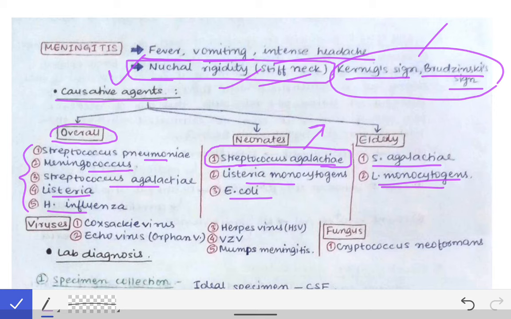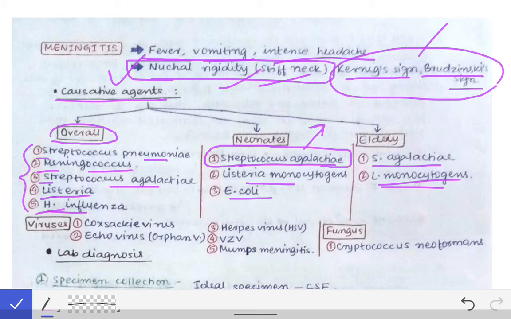Now, if we talk about overall, we have five bacteria which are most commonly causing meningitis. You can remember them as SMS Lee hai, or you can say it as SMS Key hai. So S for Streptococcus pneumoniae, M for Meningococcus, S for Streptococcus agalactiae, Key is similar to Lee, so Listeria, and hai means Haemophilus influenzae. So that is a trick to remember the five bacteria if you want.